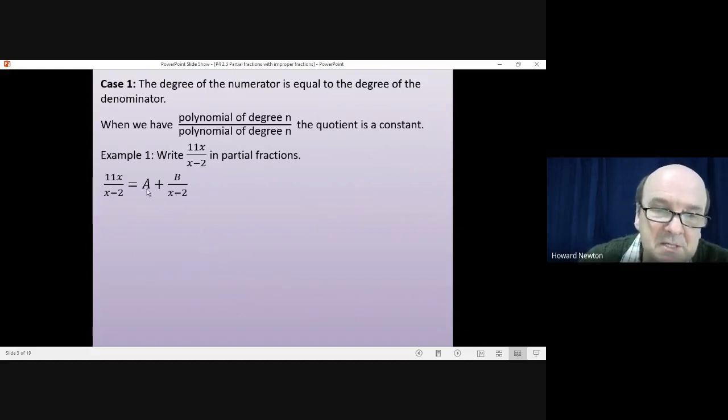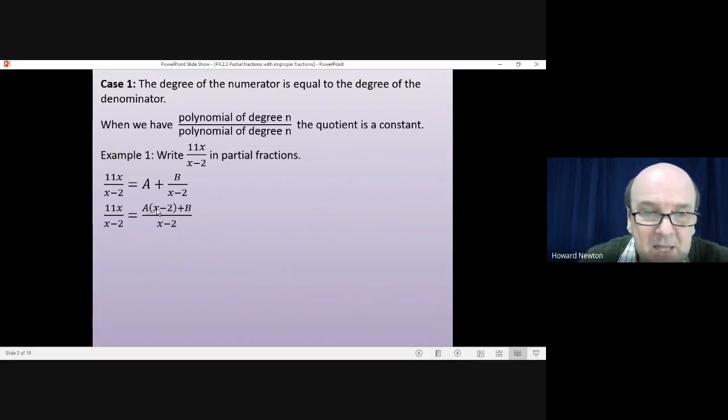We need to add these two fractions together. It's a little more confusing because a doesn't look like a fraction, but if we add them together to get one fraction, we get a times (x minus 2) plus b, over x minus 2. Always check that it makes sense. Looking at the a term, the x minus 2's cancel, leaving just a, which is what we want. Looking at the b term, we have b over x minus 2, which again is what we want. Same method as in the last two lessons.